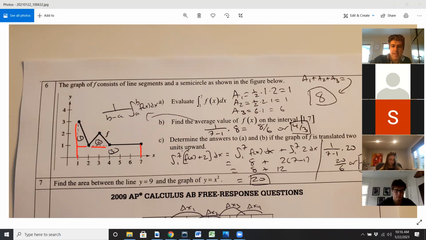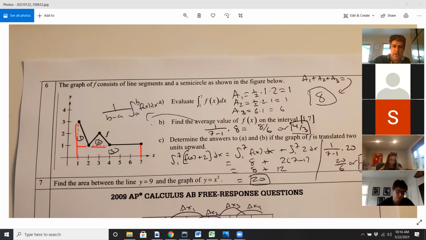Then you're asked to do this again, but translate the graph 2 units up. So you're adding 2 to the function. Well, that's one of the properties we've talked about. When you do that, you just integrate it like you usually would. You integrate from 1 to 7, you integrate the 2, and we've done integrals of constants. That's just the constant times the width of the interval, which is 6. So 8 plus 12, 20. And then the average value, you just do 1 over b minus a times that integral, you get 10/3.